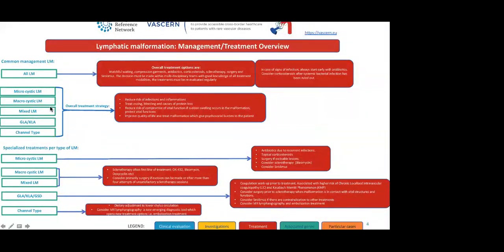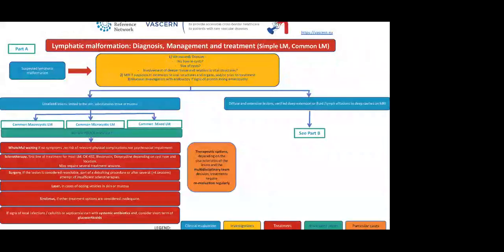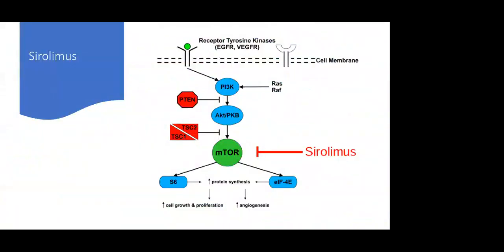So the treatment overview is just that for macrocystic. So for most of them, you first use conservative measures, watchful waiting, and then specialized treatment for microcystic disease is surgery, and then after that, if they're not amenable to surgery, to consider sirolimus. And then macrocystic and mixed is to start with sclerotherapy.